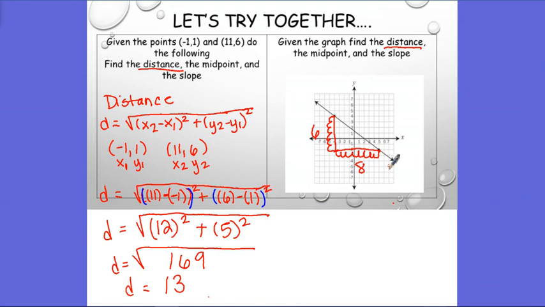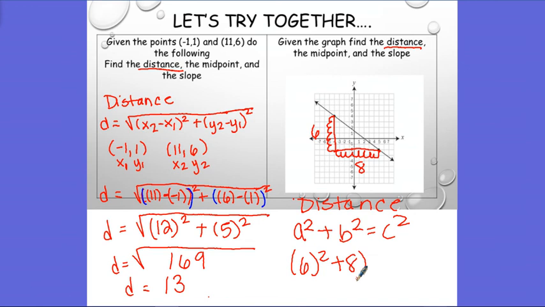I'll take the 2 points that are on the line and use the distance formula. So here I'm going to say distance. And if you notice, I made a right triangle. This is why I can use Pythagoras' Theorem. It's a squared plus b squared equals c squared. So we're going to say 6 squared plus 8 squared equals c squared. So this is going to help me find the distance between these 2 points on this line. Okay?